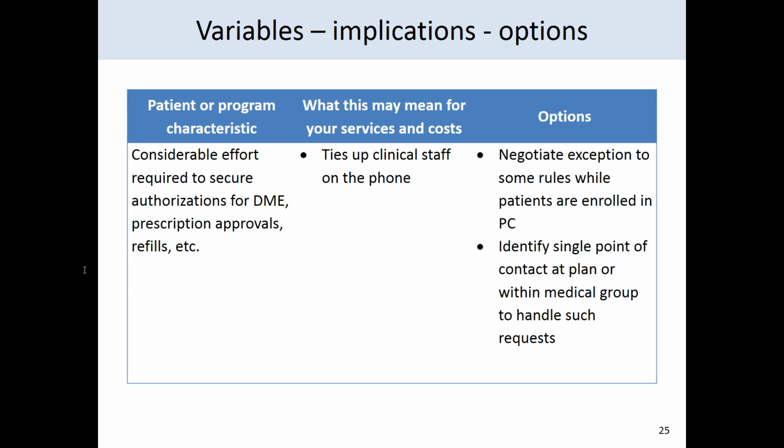And I would say for all of those cost driver categories, all those decision points that were detailed on the prior slides, you can go through this process of thinking about what's the patient or program characteristic, what does that mean for us, what are our options for managing it? And this is the type of exercise that we're going to be spending time on in the upcoming workshops. Next slide, please.